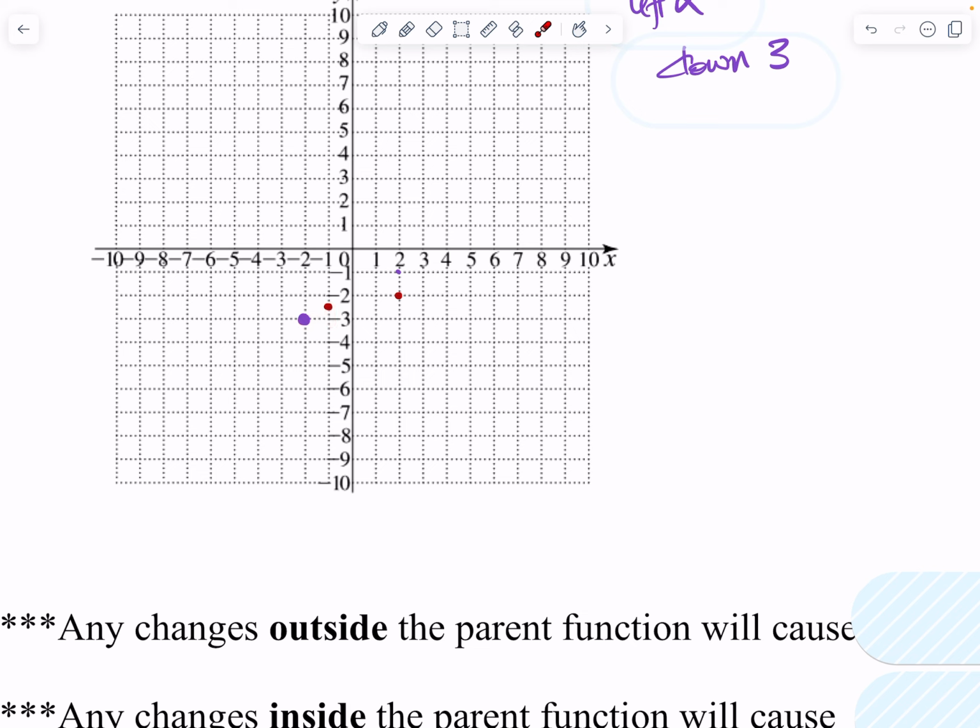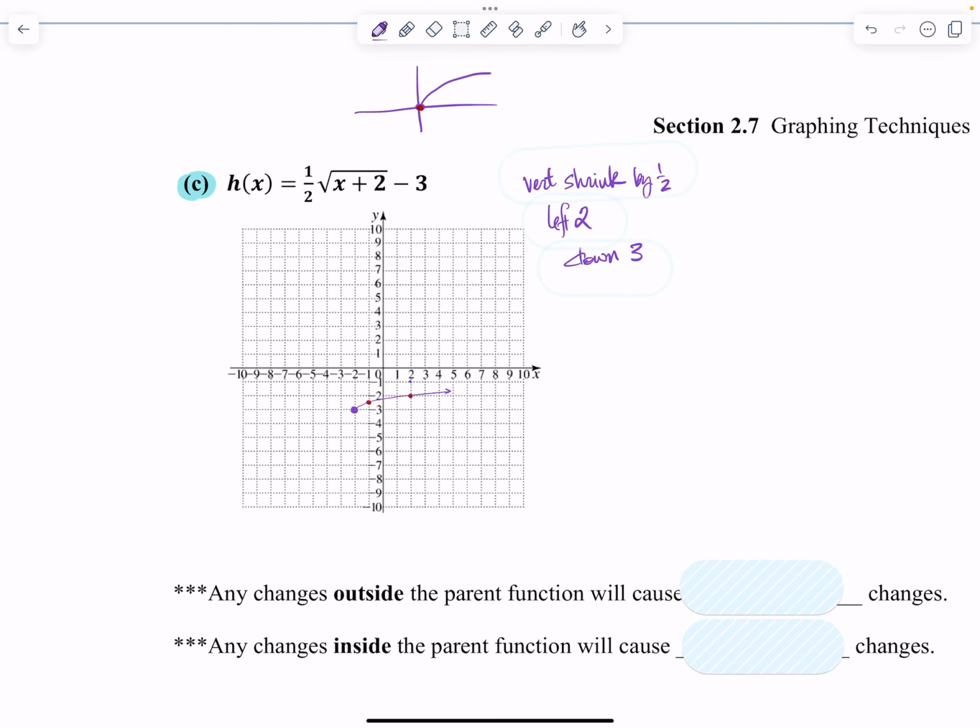And then back in section 2.6, when we introduced the library of functions, when we introduced this parent, we also said that he's going to go to the right 4 because the square root of 4 is 2. He would have gone up 2, but instead he's going to go half that much. So he's still going to go to the right 4, but only up 1 because half of 2 is 1. So it's a very short square root graph.